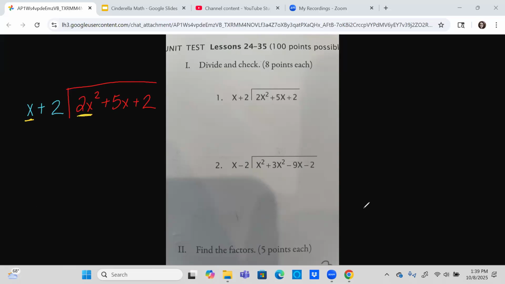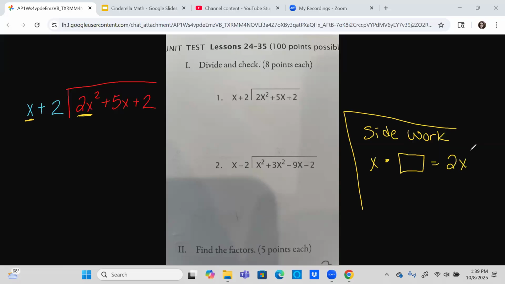If not, I'm going to come to the right side of the screen in yellow. This is going to be our side work. Some people can do this in their head, and some people it's better to show work. You pick what's better for you. We're saying x times what will give us 2x squared? Well, we need a 2, and we need one more x, because x times x is x squared.